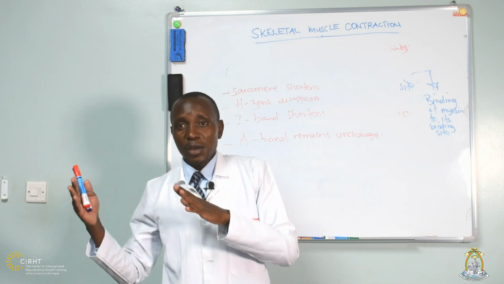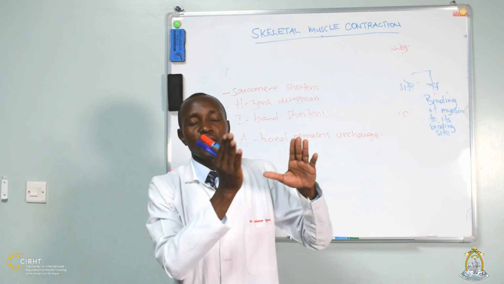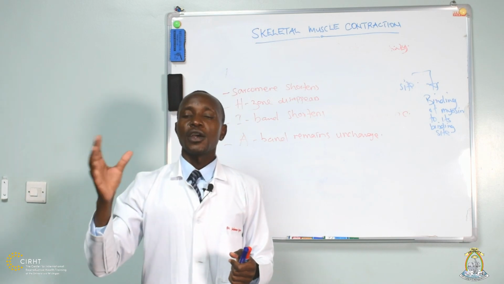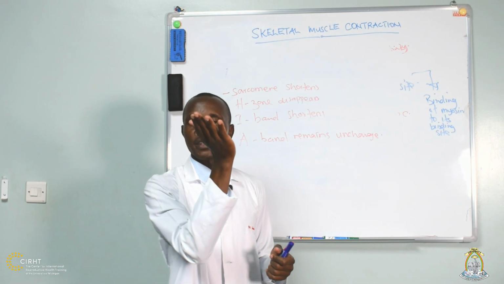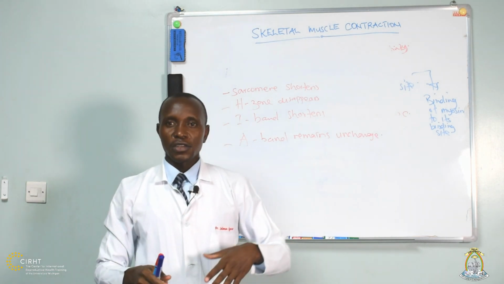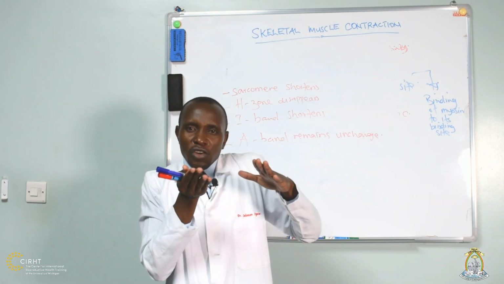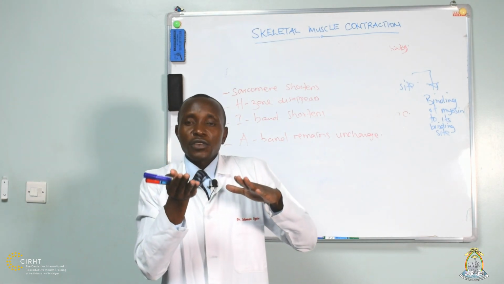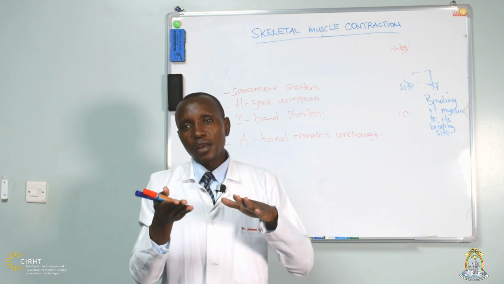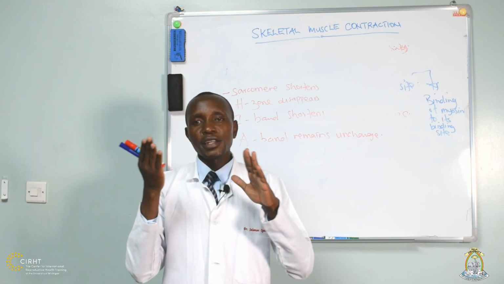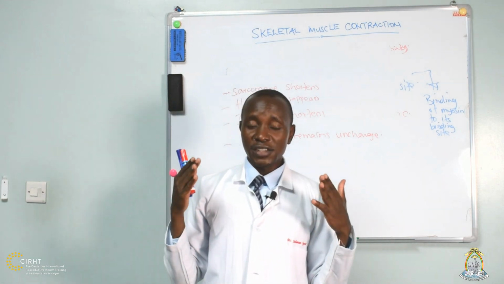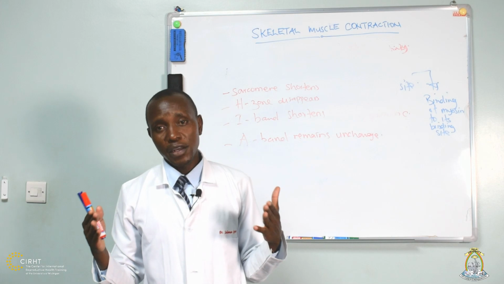Now, once the calcium has been removed and taken back to sarcoplasmic reticulum, the tropomyosin will come and close the binding site of myosin on the actin. And the inhibition that was previously put on the troponin I will be removed. So in this case, the troponin I will inhibit the ATPase activity. That is basically how the skeletal muscle contraction takes place.